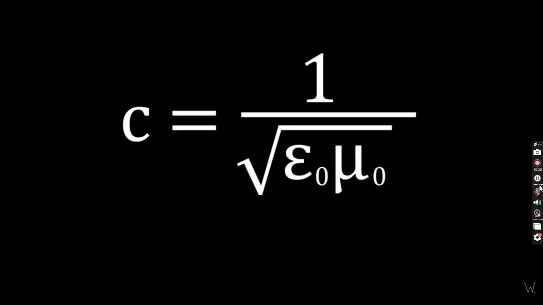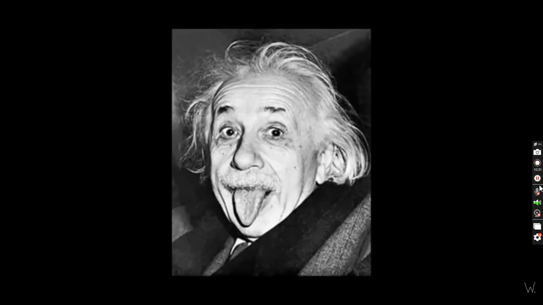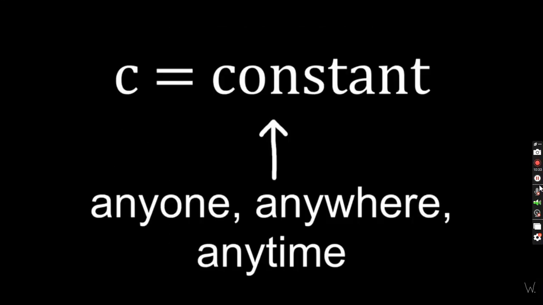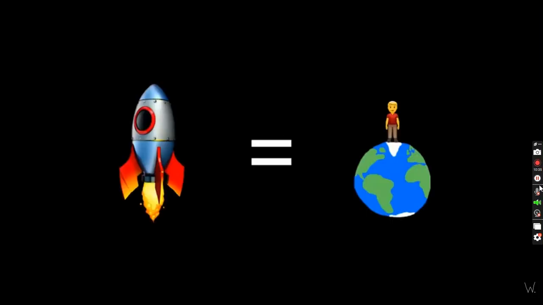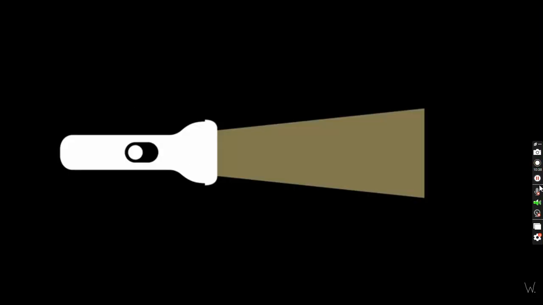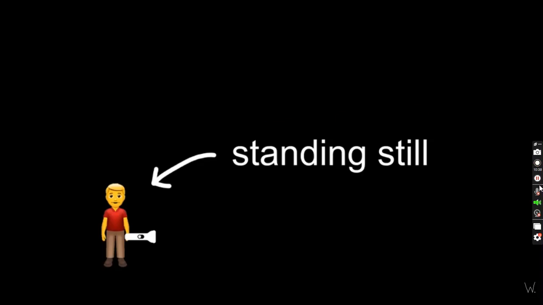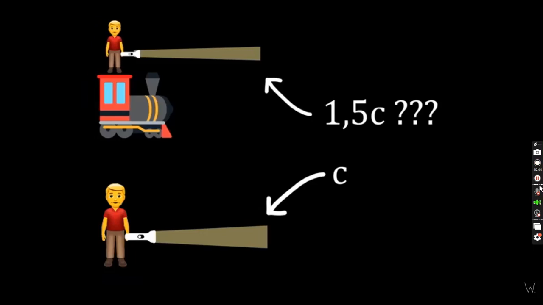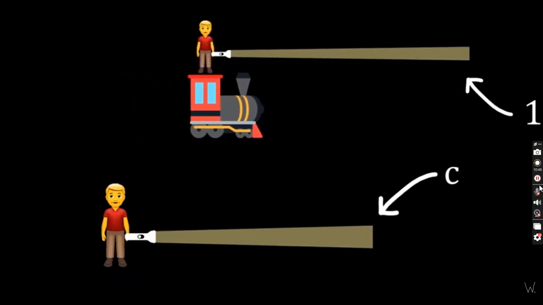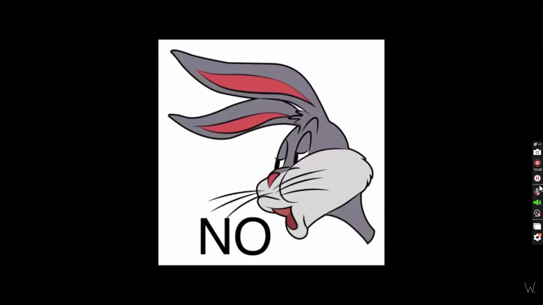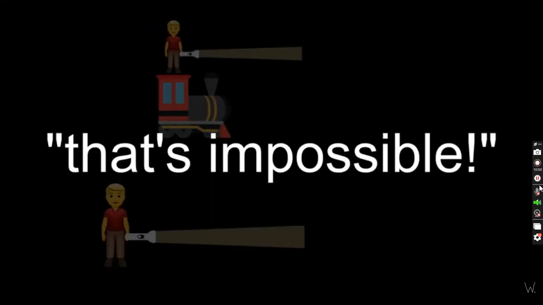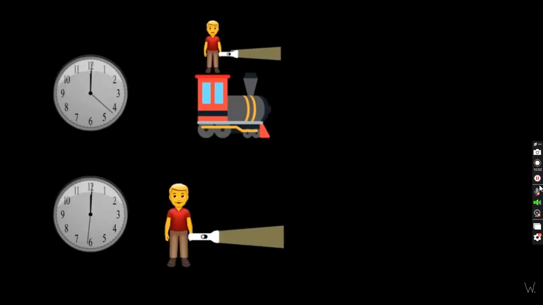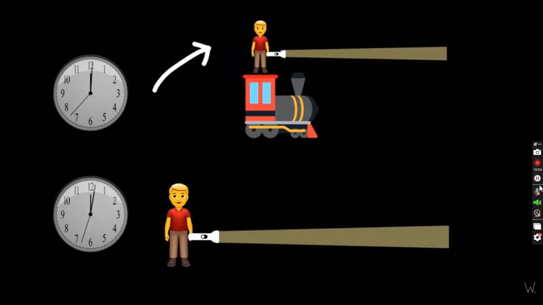He assumed the speed of light is constant because it arises from two other constants. He also assumed the laws of physics are the same for everyone, regardless if moving or at rest. Now think about it. If two people turn on a flashlight, but one person is standing still while the other person is on a moving train, wouldn't the person standing still see the other person's light as going faster than the speed of light? The reality is, no, it would be the same as their own flashlight. That's impossible, except if time passes slower for that person from the perspective of this person.